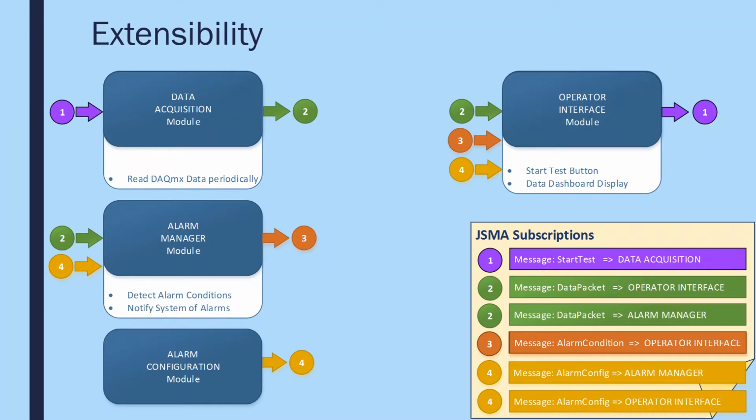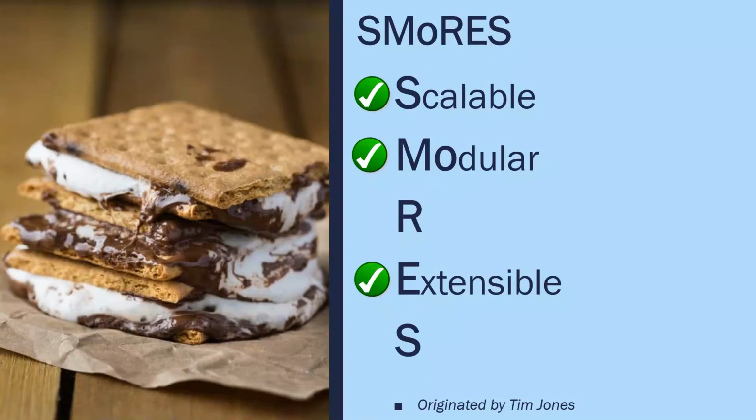It's easy to see from this example how using the JSMA framework supports writing extensible software. Give me an E for extensible.